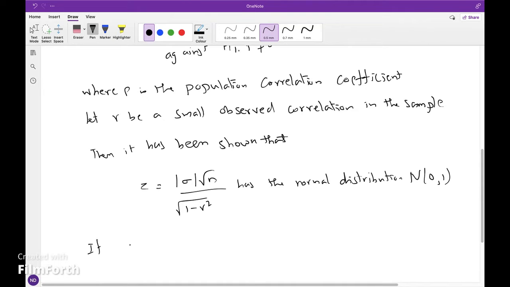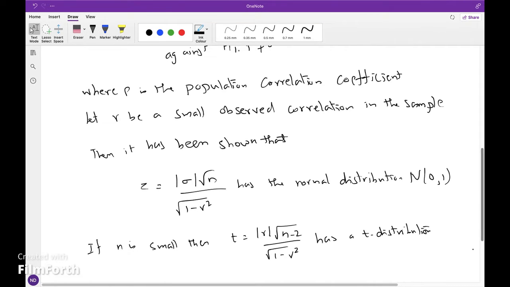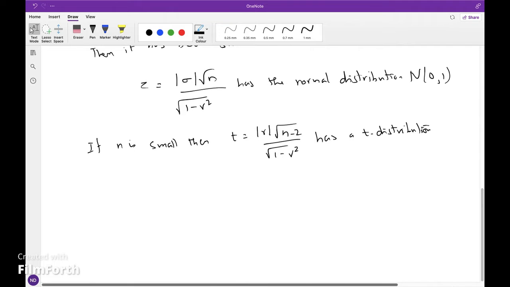If n is small, then t equal to modulus of r square root of n minus 2 by square root of 1 minus r squared has a t distribution with n minus 2 degrees of freedom.